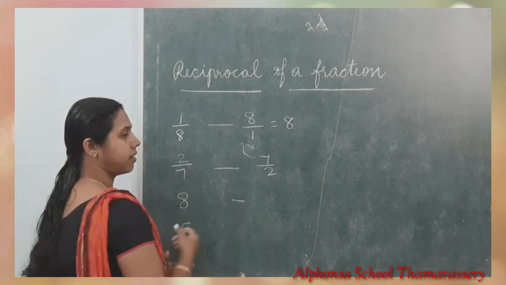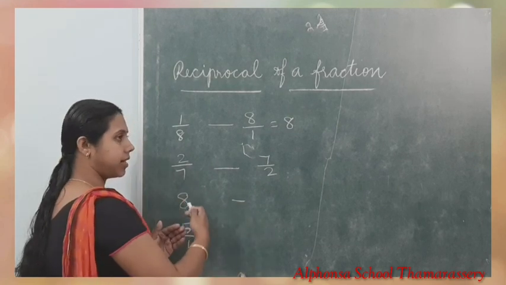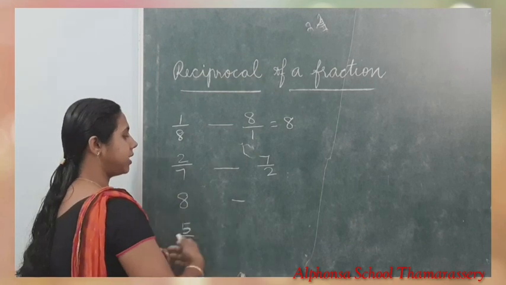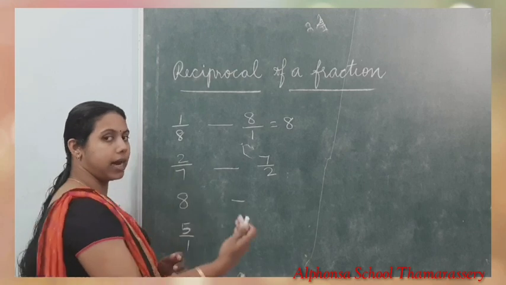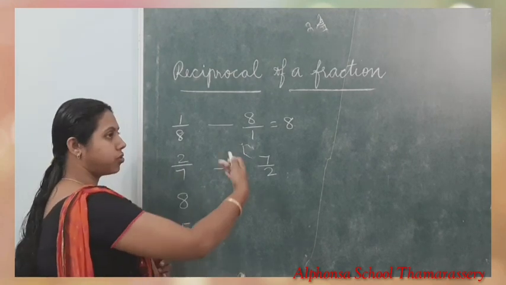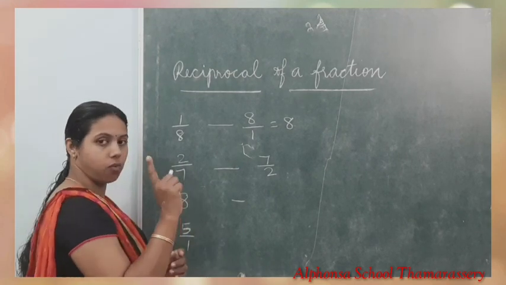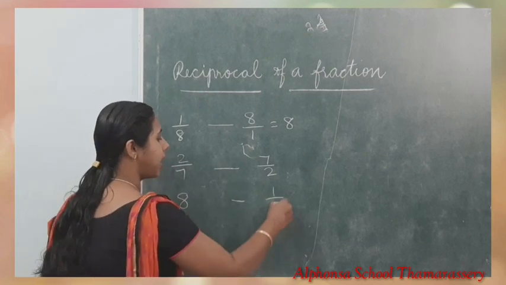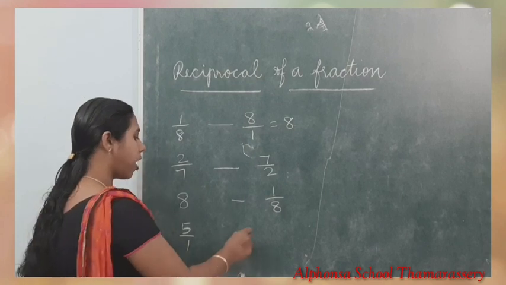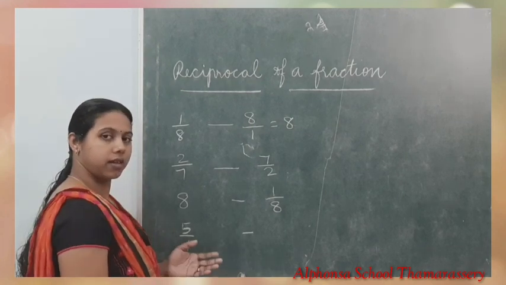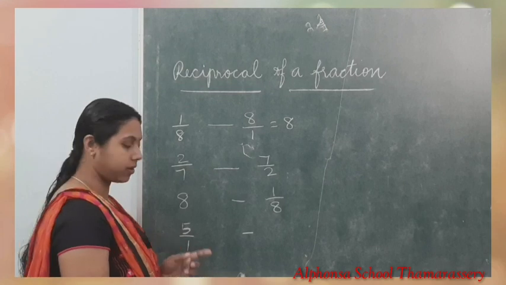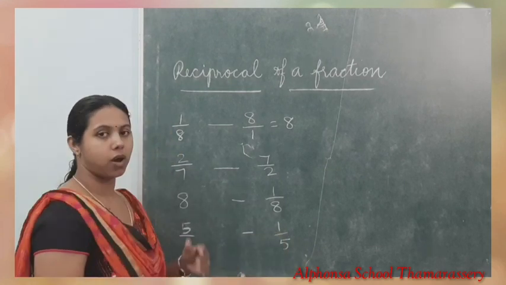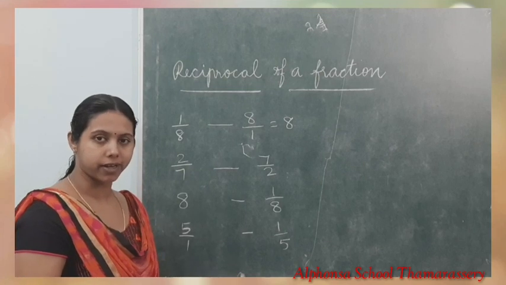Reciprocal of 8, that is 8 means 8 by 1. So reciprocal of 8 is, here numerator is changed to denominator. Denominator will change to numerator. Here denominator is 1. So the reciprocal of 8 is 1 by 8. Reciprocal of 5 by 1. 5 by 1 means it's 5 itself. Okay. 5 by 1 is 1 by 5. I hope that you understand the reciprocal of a fraction.